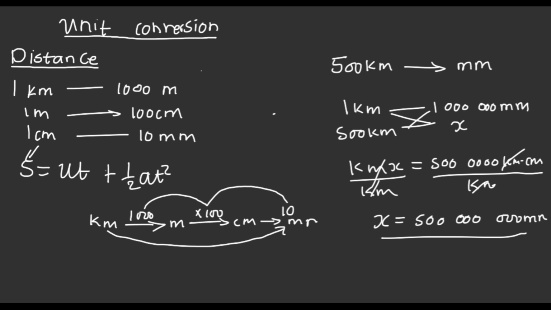So this is about the distance conversion. Now let's move away from the distance. Let's say we want to look at the mass this time. Mass is defined as the total amount of matter occupied by a substance.